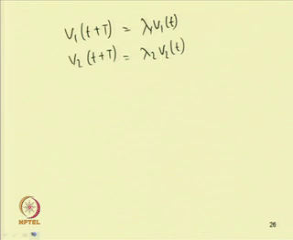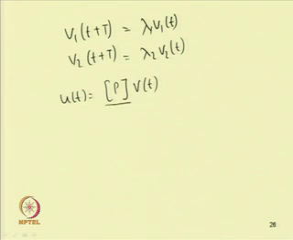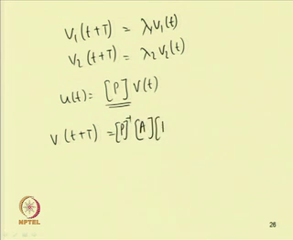We can find this by substituting u(t) equal to P into v(t). By taking a matrix P, we can write u(t) equal to P v(t). Now we can obtain v(t+T) equal to P inverse A P v(t). Let me write this in matrix form: this is P inverse into A into P into v(t), or equal to B into v(t).